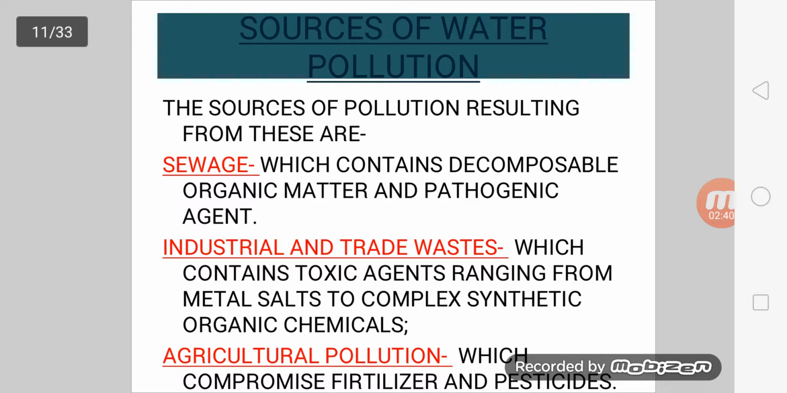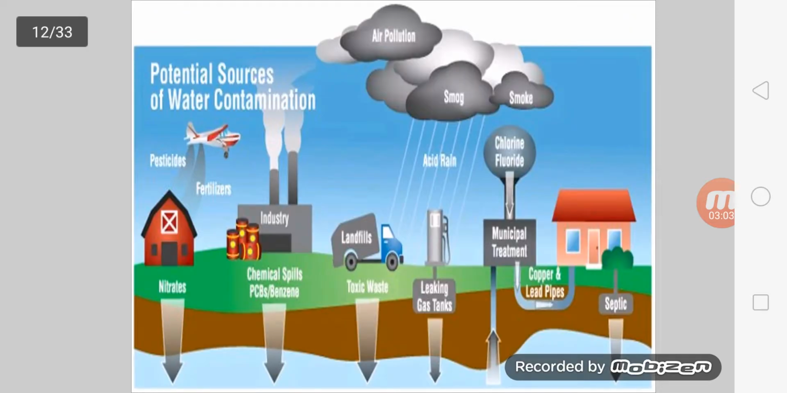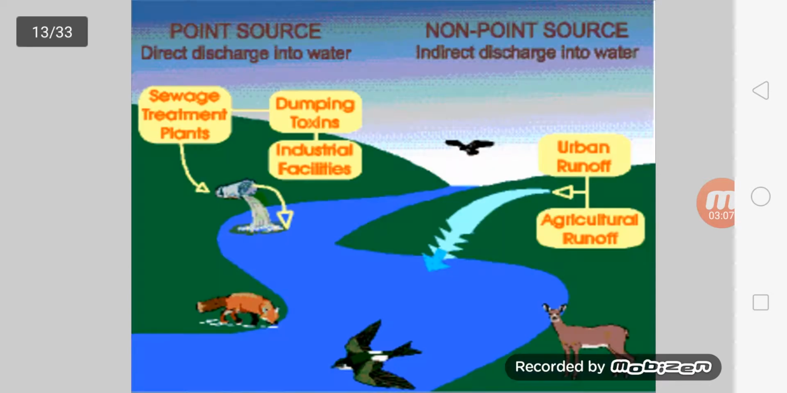Sources of water pollution. The sources of water pollution are sewage, which contains decomposable organic matter and pathogenic agents; industrial and trade waste, which contains toxic agents ranging from metal salts to complex synthetic organic chemicals; and agricultural pollution, which comprises fertilizers and pesticides. These are the pictures showing pollution.